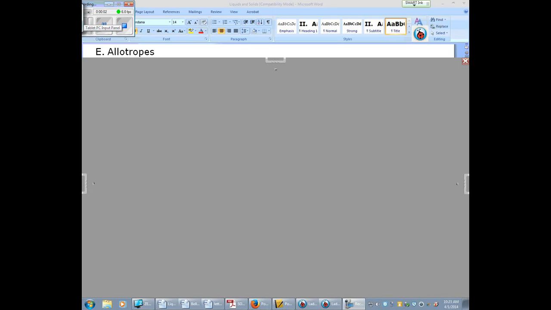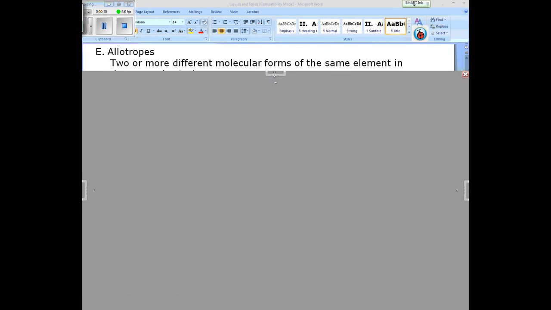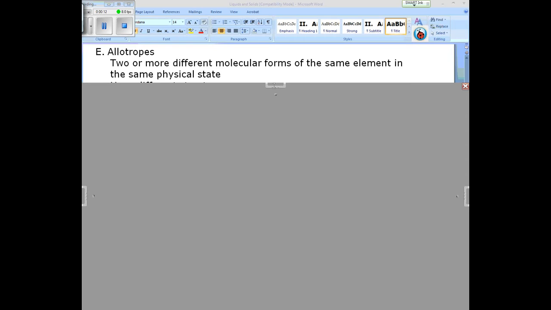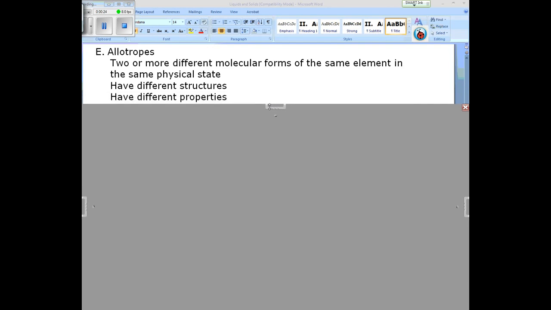All right, so we need to know what an allotrope is, and you really need to know what an allotrope is, because I'm pretty sure it's a test question. They are two or more different molecular forms of the same element in the same physical state. So, same element, same state, but they have different structures, and because they have different structures, they have different properties.